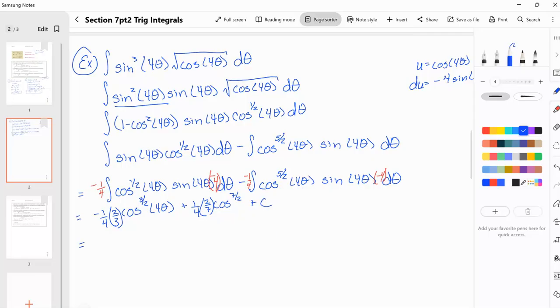And then we're going to reduce these fractions. This is going to be -1/6 cosine to the 3/2 of 4 theta plus 1/14 cosine to the 7/2 of 4 theta plus c. It looks like I forgot my complete sentence here. Don't forget that argument of the trig function.